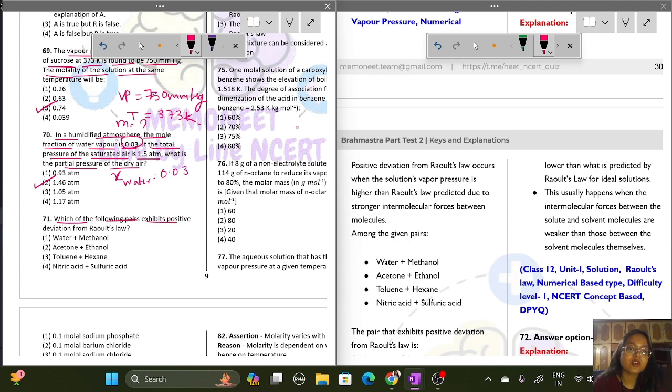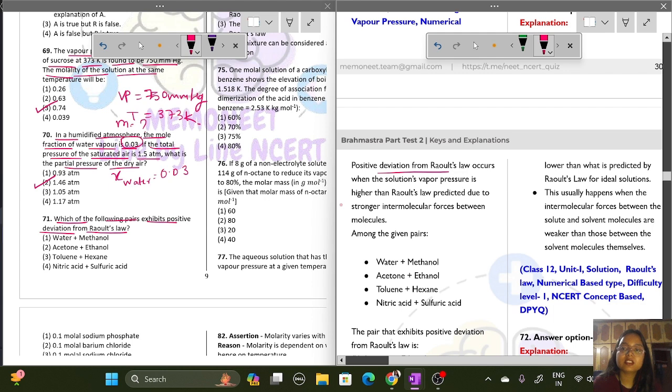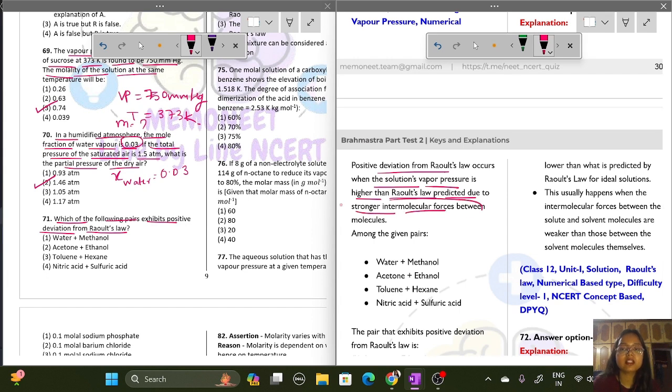Which of the following pairs exhibits positive deviation from Raoult's law? Positive deviation from Raoult's law occurs when the solution's vapor pressure is higher than the Raoult's law predicted value, due to weaker intermolecular forces between the molecules. Why will a solution experience positive deviation? It experiences positive deviation only when the intermolecular forces between the molecules are weaker than predicted by Raoult's law.